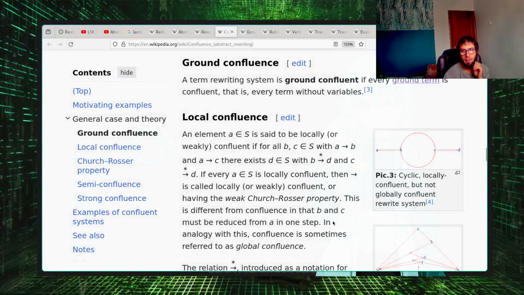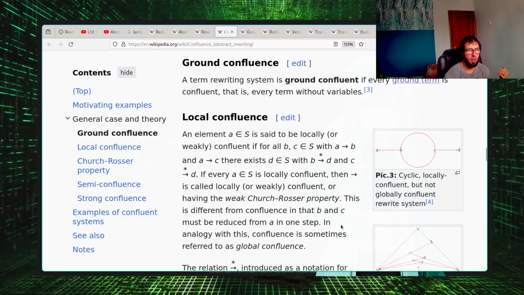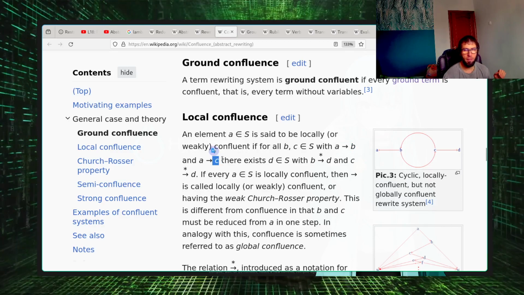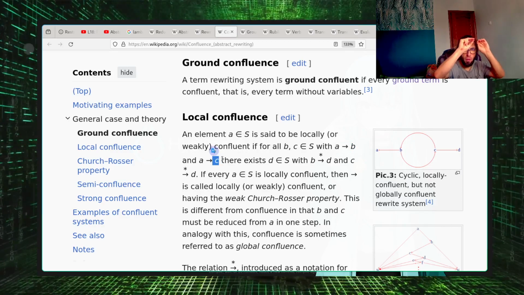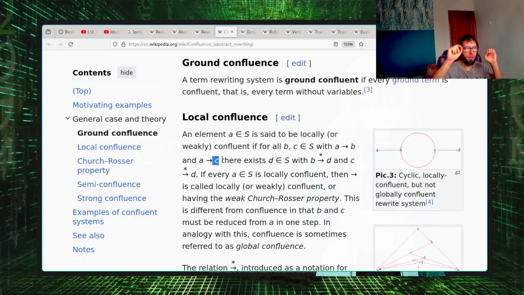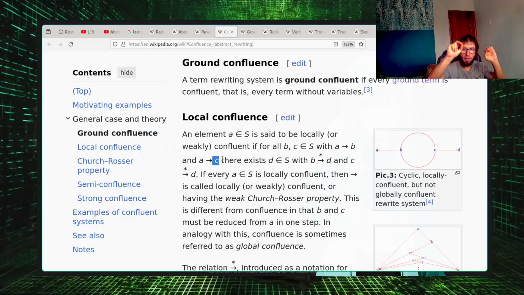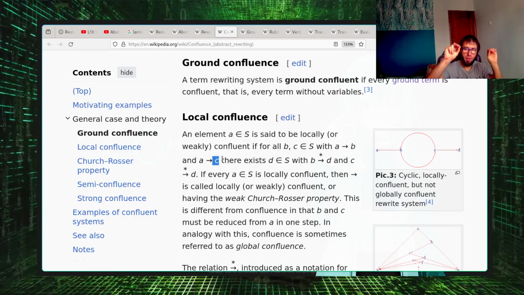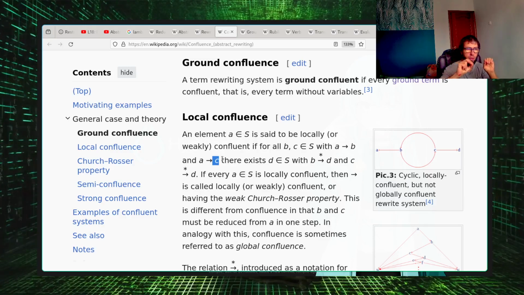As you see, this is the very same as the confluence definition, but the difference is that this B and this C must be reduced from A in only one step. And if they are reduced in only one step, then there must exist a path from B and C, which were reduced in one step from this A, and from B to C there exists some path that goes into some D.